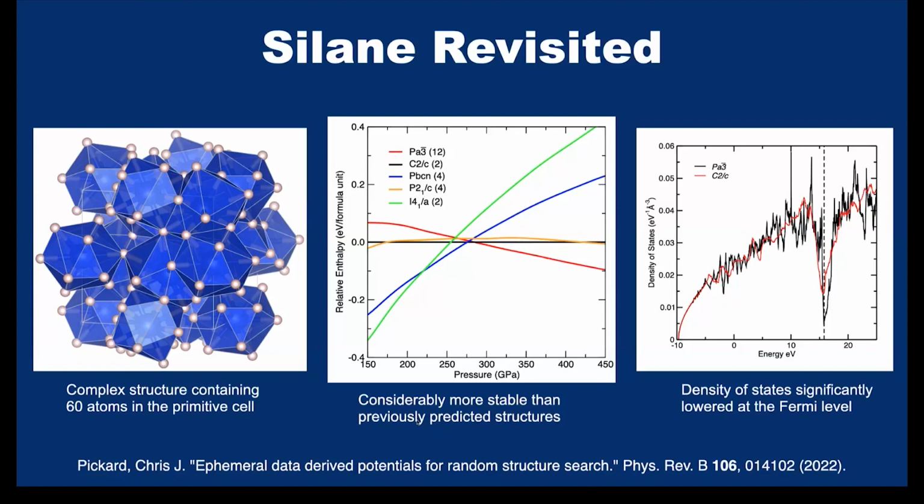And so for this paper, I took the example of going back to my original silane work and just seeing what would happen if I used machine learning potentials to do that search now. And what I discovered was a much more complex structure than I published, than other people who worked in this area had published over the years. Indeed, this structure on the left-hand side has 60 atoms in the primitive cell. It's the red curve on this plot here for the enthalpy, and it's just much more stable than any others. It knocks all the other structures out of the water at higher and higher pressures.